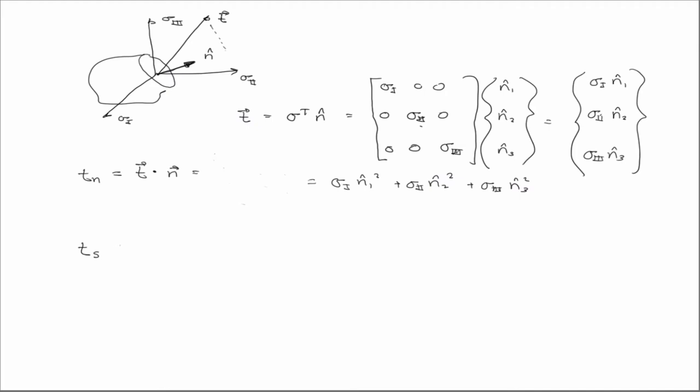So the shear component would be something like the magnitude. Well, let's see. If we computed the magnitude of the traction vector, it would be the square root of the shear component squared plus the normal component squared. That would be the magnitude of the traction vector. So the magnitude squared is equal to the shear component squared plus the normal component squared, and if we square this, we get rid of the square root sign. So we have this equation.